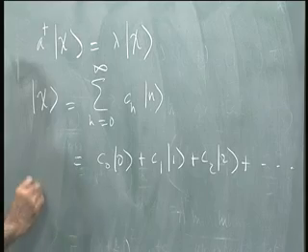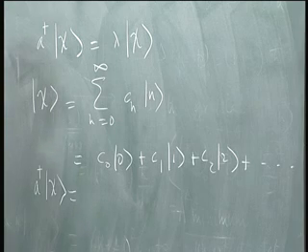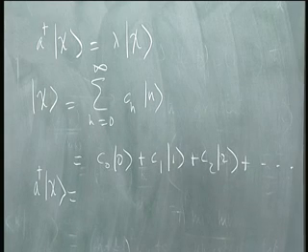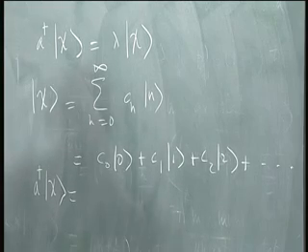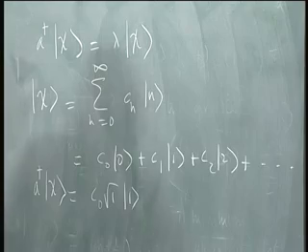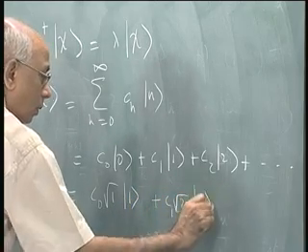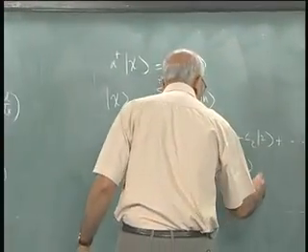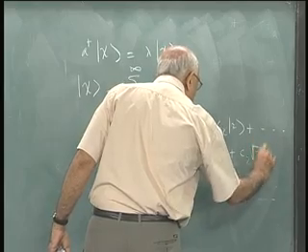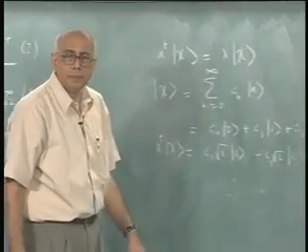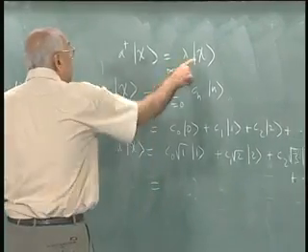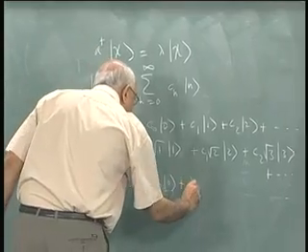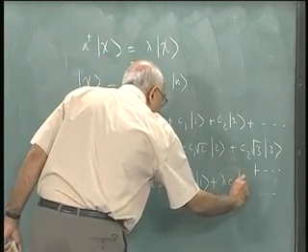And what does a dagger on this do? What does a dagger on n do? It gives the square root of n plus 1 times n plus 1. So this becomes C0 square root of 1 on 1 plus C1 square root of 2 on 2, just use this rule here, all the way to infinity. But this must be equal to lambda times chi, so it must be equal to lambda C0 on 0 plus lambda C1 on 1 plus lambda C2 on 2 plus etc.